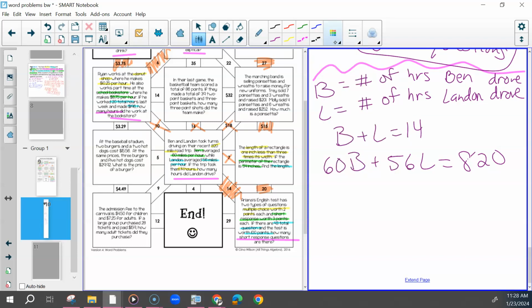We are trying to figure out how many hours Landon drove, so get rid of B. If you solve for the wrong thing, you'll be left with the opposite variable when you substitute in, and then you have to solve for that variable, and then go back and solve for the other one. It doesn't matter, but this just makes your life a little bit easier. That way you don't have to double solve. Okay, put that in for B.